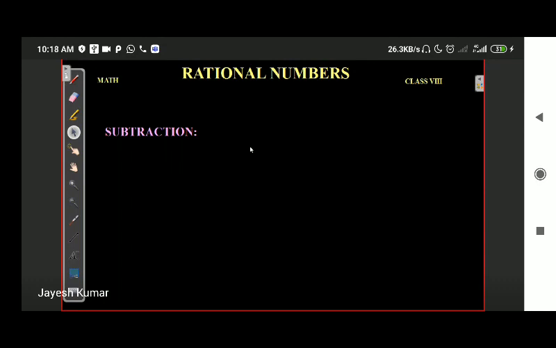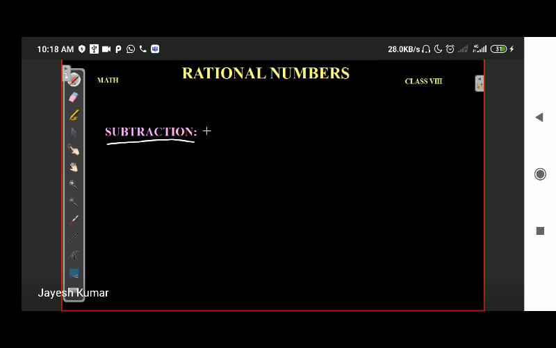Today we are going to start with the third exercise, that is subtraction. Subtraction of rational numbers. Okay, so we are going to start with subtraction of rational numbers. As we already know, subtraction means we take the smaller amount from the larger amount. Subtraction can be done in two ways.